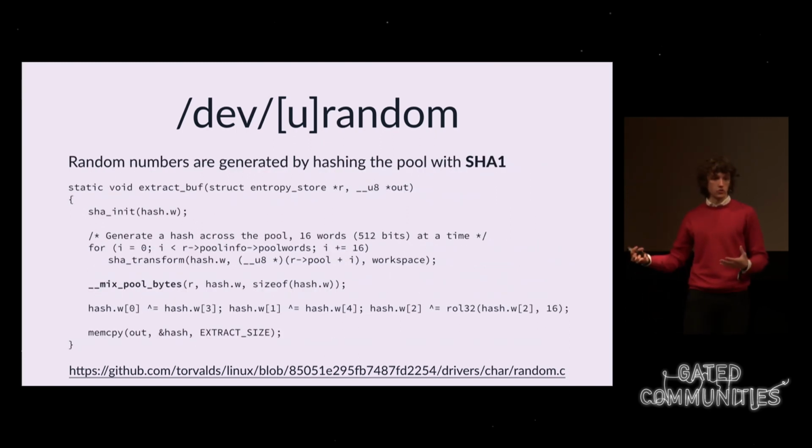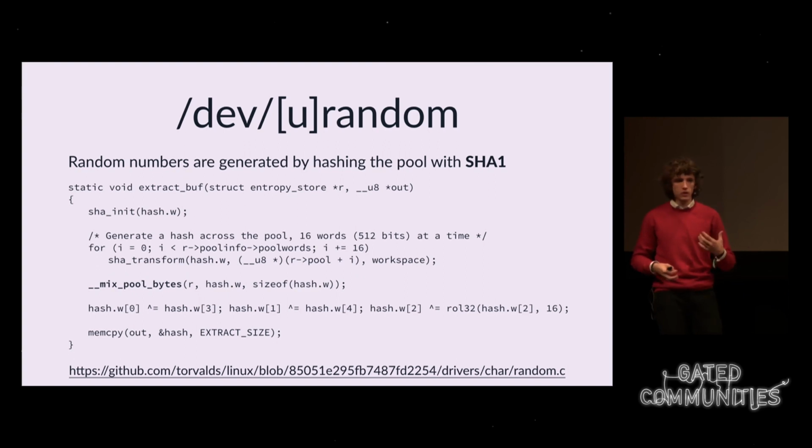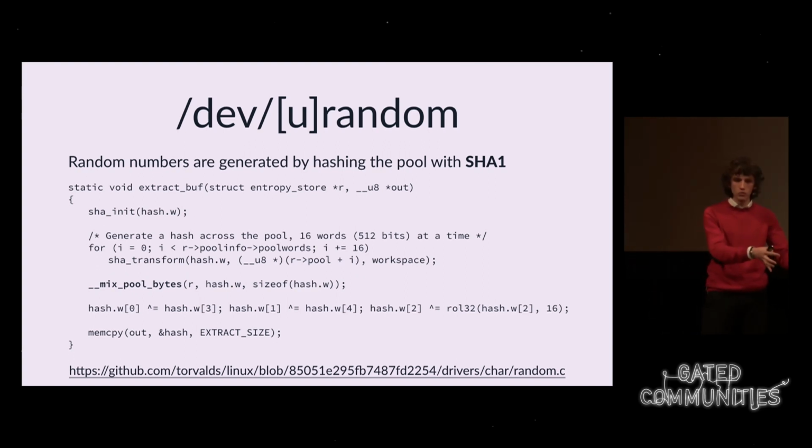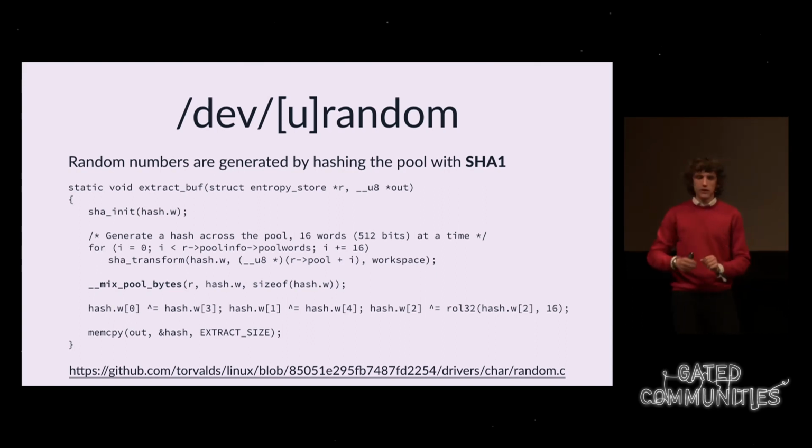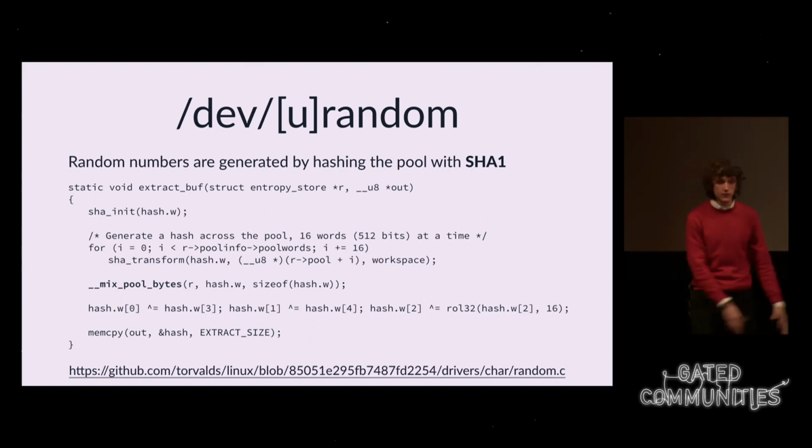Then extraction, so actual random bytes generation, happens with SHA-1. So you want some random bytes from the kernel. What the kernel does is just run SHA-1 on the pool, give you the output, and also take the output and feed it back into the pool using that mixing function.